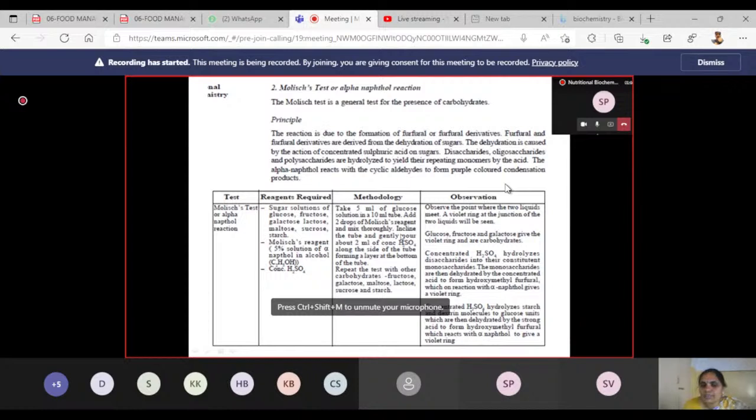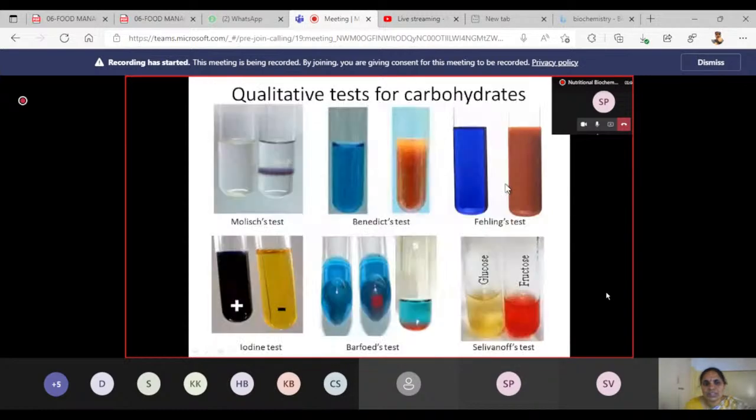So you will take the carbohydrate solution, add Molisch reagent to that, and mix it well. Then you will hold the test tube in a slanting position and add H2SO4 to the sides of the test tube, not to the solution. Without disturbing the solution, you have to add H2SO4 drop by drop to the walls of the test tube. What you will observe is a brown ring or a violet ring.